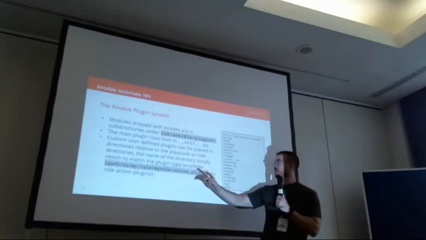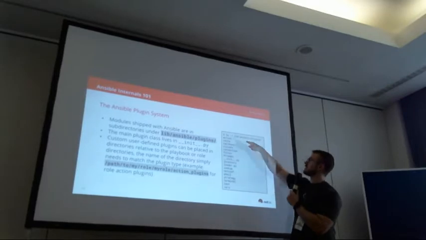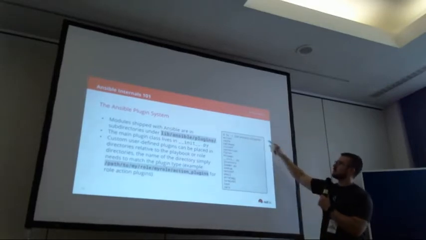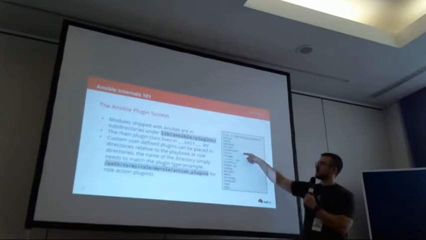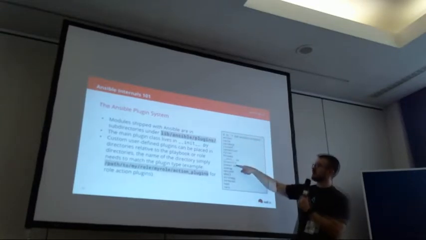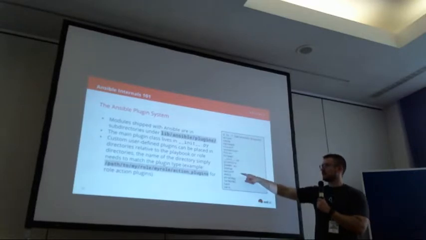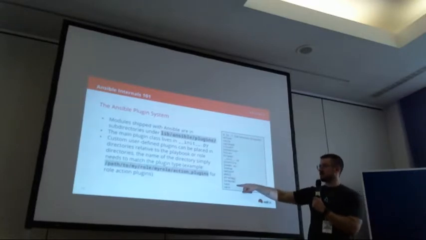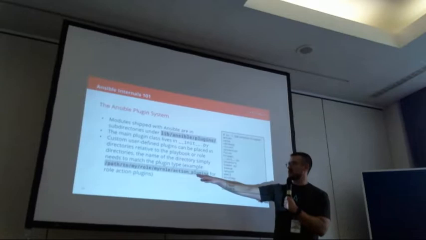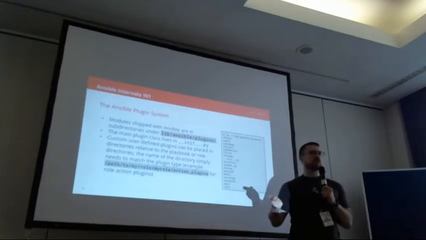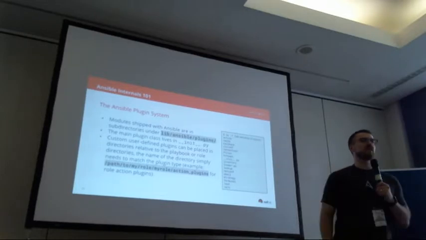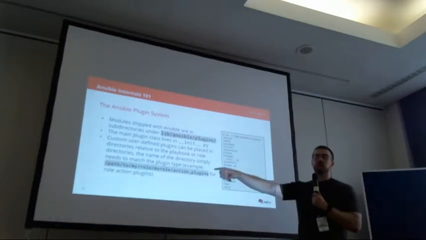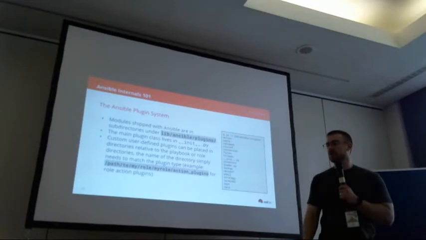So we have these types of plugins, and this is just an ls -1 of lib/ansible/plugins: action, cache, callback, cli, conf, connection, filter, httpapi, inventory, lookup, netconf, shell, strategy, terminal, test, and vars. For any of those, with underscore plugins as the directory name, Ansible will search for plugins of that type in that directory, or you can do custom definitions in your configuration file if you want.